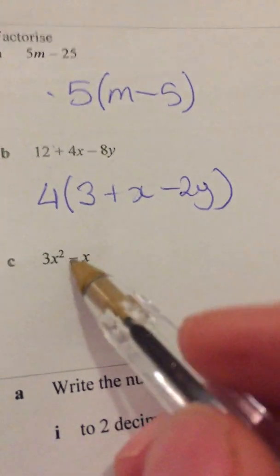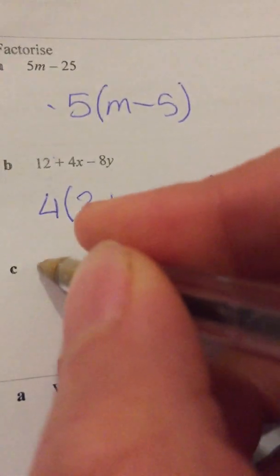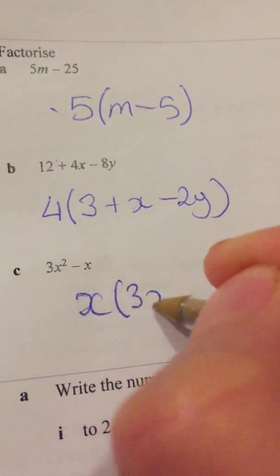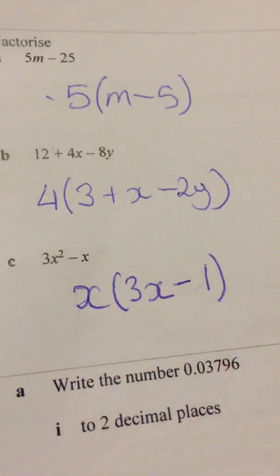3x squared minus x, the only thing that is common is x. We want 3x squared, so I need to times it by 3x. And I need to get negative x, so I need to times it by negative 1.